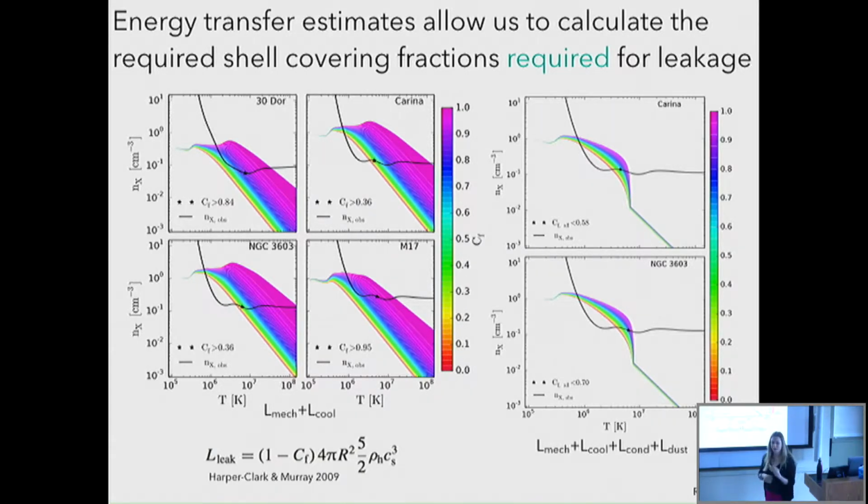Because we weren't able to account for all the energy in Carina and NGC 3603, we can also put lower limits on this. And so including conduction and dust further constrains the allowed covering fractions for these H2 regions.